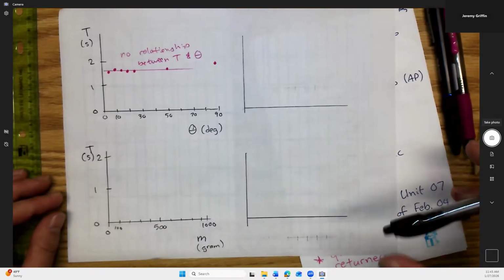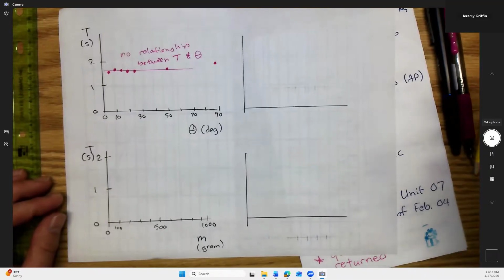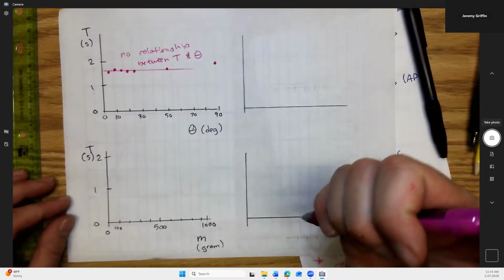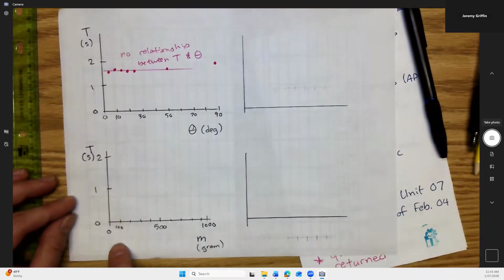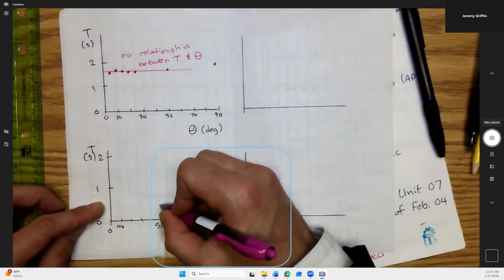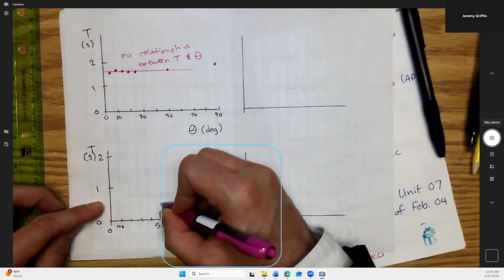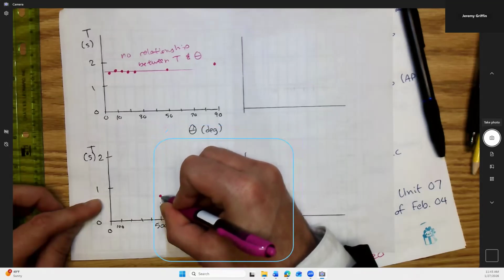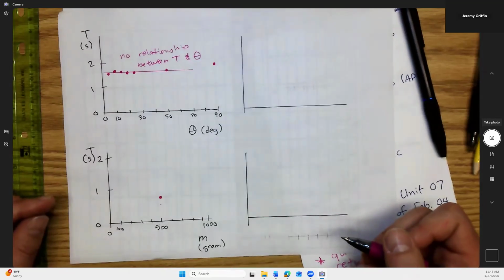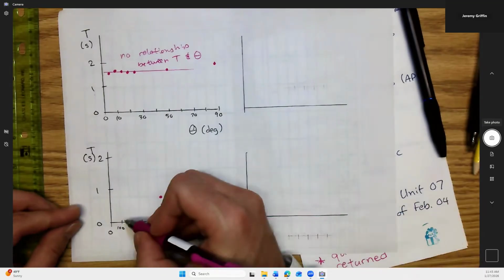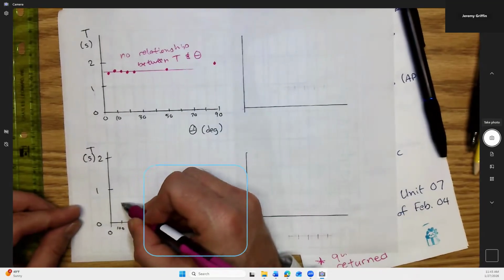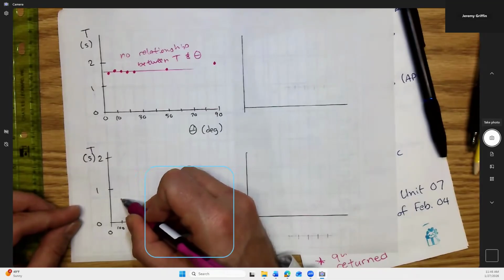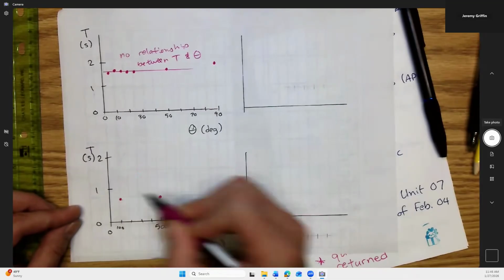All right, let's get some coordinates. What's one coordinate? 500 grams to 1.69 seconds. Okay, that's right about here. Bam. All right, what's another coordinate? 100 grams to 1.62 seconds. Ooh, almost the same time for one fifth of the mass. Bam, it's right about there.